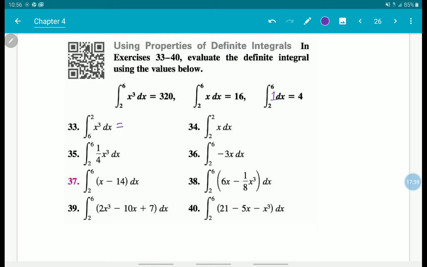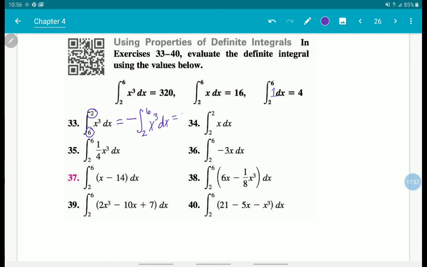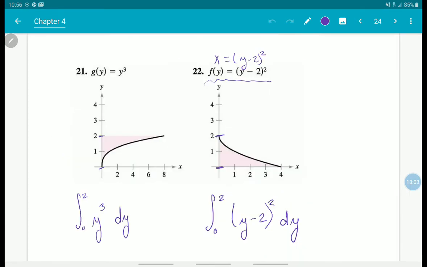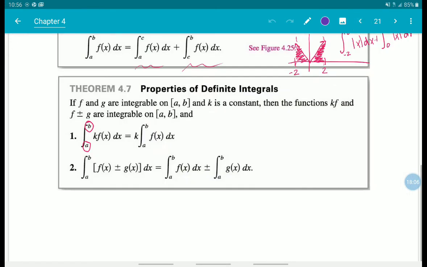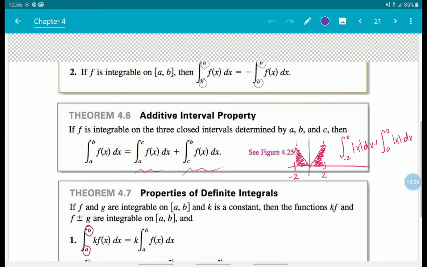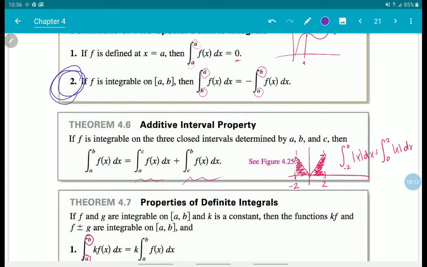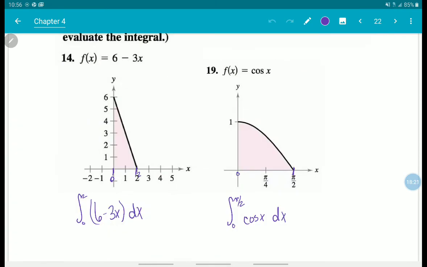So if we look at 33, what they've done is they have changed those limits of integration. So that's going to be equivalent if we were to take the negative and rewrite it from 2 to 6. So that's going to be negative 320. That's using one of those properties. I'm going to go back a few pages so you can see that property. It's using this property here. So if we flip those limits of integration, it does change the sign of our integral.